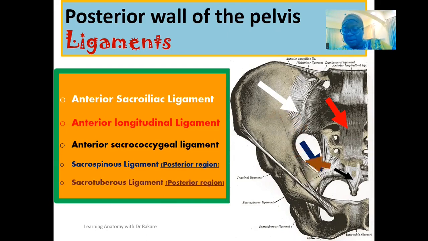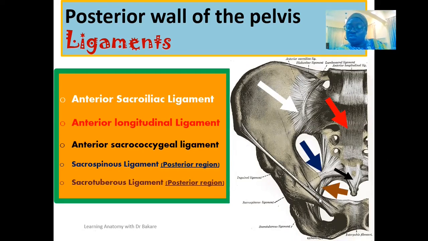We also have the sacrotuberous ligament. This is the sacrotuberous ligament here, also arrowed at this point. This sacrotuberous ligament also has the same orientation as the sacrospinous ligament. It is just that they are connected at different points. So if we try to break down the name sacrotuberous, you see that this ligament connects the tuberosity of the ischium down here to the sacrum. So this is how it runs.